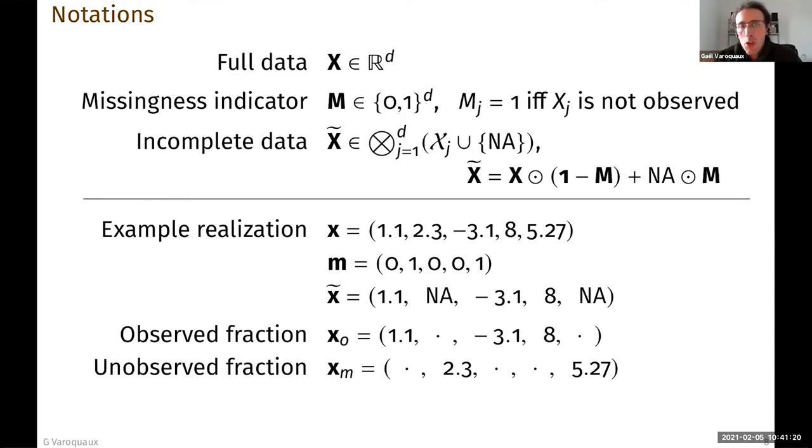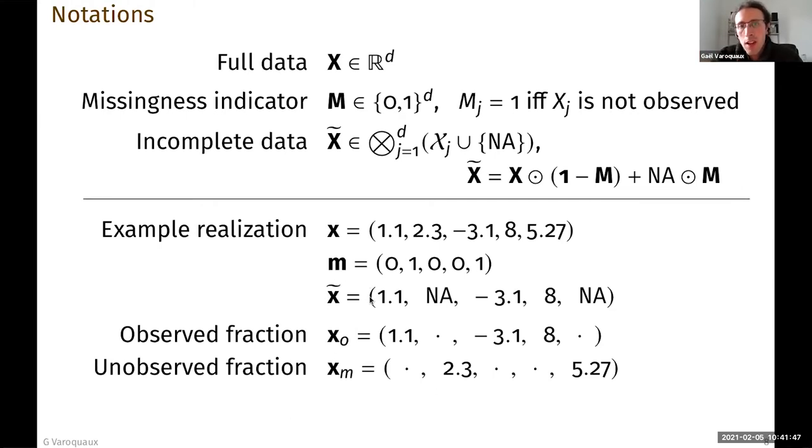And then what you're really observing is the incomplete data, which lives in a space that's a tensor product of a union of my original vector space and a symbol that I'll call NA, which tells me that I didn't observe the data.